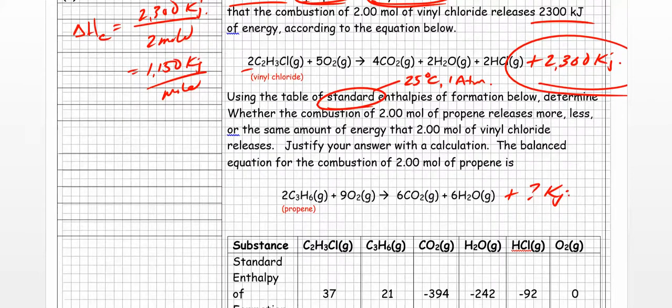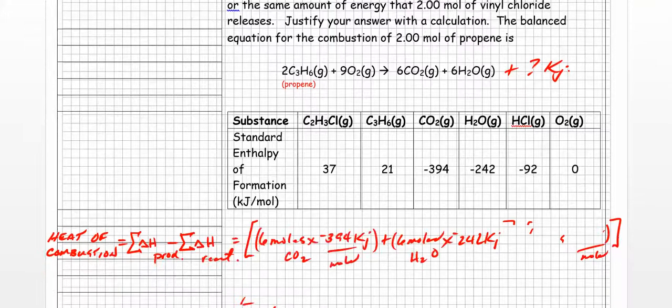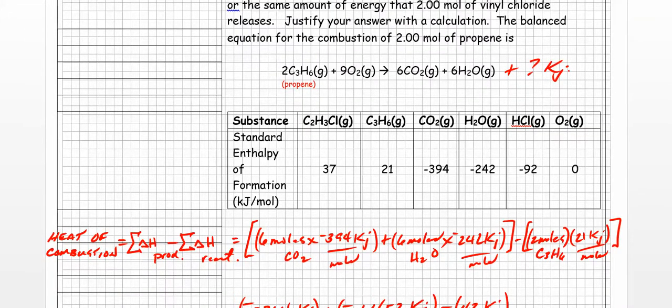Here's the table that they're giving me. They're giving me standard enthalpies of formation in kilojoules per mole for C2H3Cl, that's the vinyl chloride, C3H6, that's the propene, CO2, H2O, HCl, and O2. Some of these numbers are positive, some are negative. The one for oxygen gas is 0, and that's exactly what I would expect for the formation of any element, even a diatomic element. So here's one way that I could approach this problem.